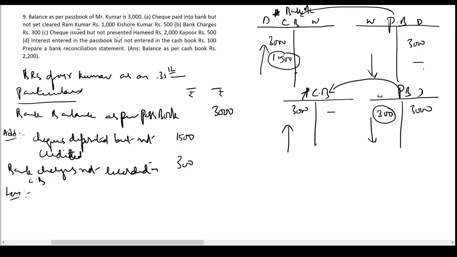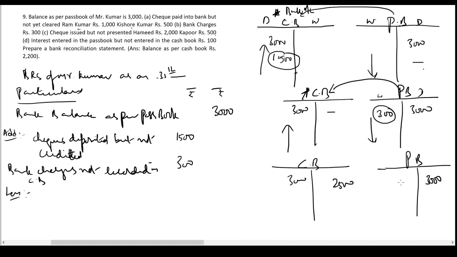Next, checks issued but not presented for payment. Hamid 2000, Kapoor 500. We have issued some checks to parties. As soon as we issue the checks, we record a withdrawal in the cash book, 2500, but the same have not been presented to the bank. That means there is no withdrawal entry in the passbook here. Okay, so the cash balance will reduce. Passbook balance is showing a higher balance.